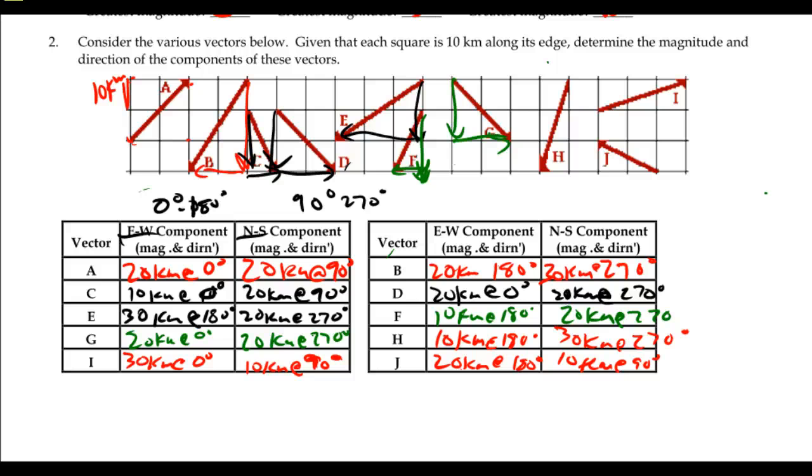Right, so that's what we mean by components. And again, if we add the 2 components, the east-west and north-south components together, we should come back to the original vector. Right, that's it for this installment. We'll look at some more components and using SOHCAHTOA to help us out next time.